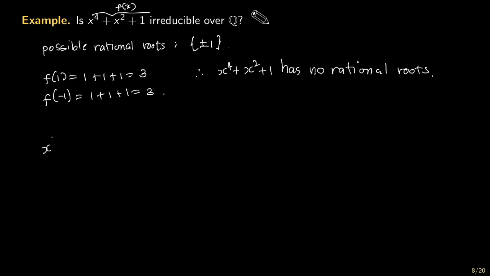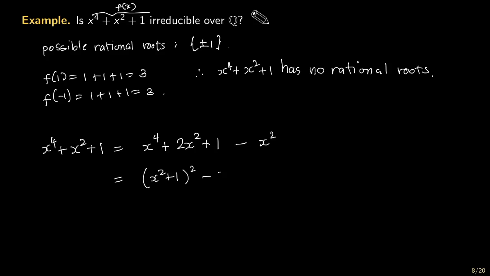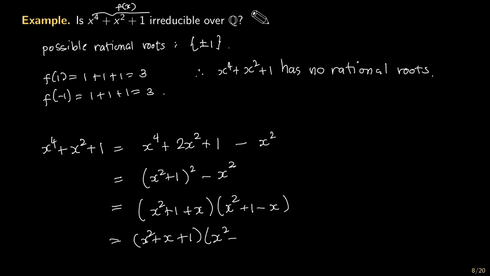Let's look at this trick. Notice that I could write this as x to the 4th plus 2x squared plus 1. If I want to make this a perfect square, I have to make it x squared plus 1 squared, but I have to subtract an x squared. So now, this is x squared plus 1 squared minus x squared. Because this is a difference of two squares, I know that this is x squared plus 1 plus x times x squared plus 1 minus x. Or you may rearrange if you want.